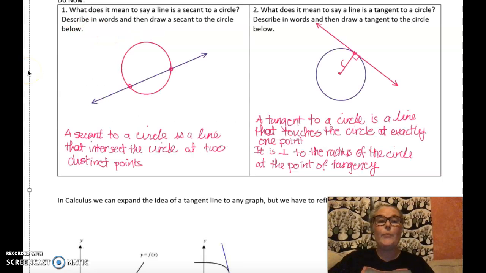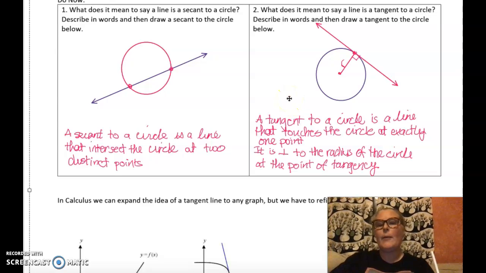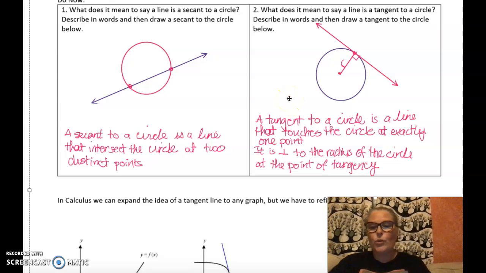So this is what I put in. You don't have to have verbatim what I have, but a secant to a circle is a line that intersects the circle at two distinct points. And I drew a picture. And the tangent to a circle is a line that touches the circle.